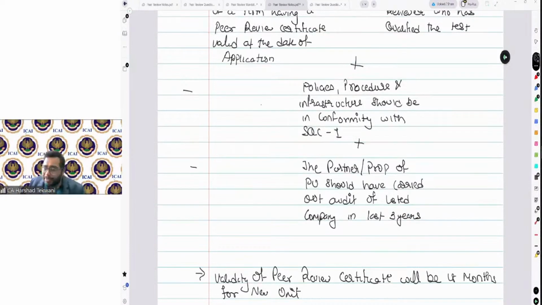Now, if there is a gap, that is fine, but there should have been an audit of a listed company in the last 3 years. It is not necessary that it is the immediately preceding year. In any of the last 3 years, it is fine. I hope I am clear with the answer. So, in any of the last 3 years, he should have done audit of a listed company. It is fine if there is a 2-year gap. If he has done it in the first year and there was a 2-year gap, it is within the last 3 years, but it should be in the last 3 years.